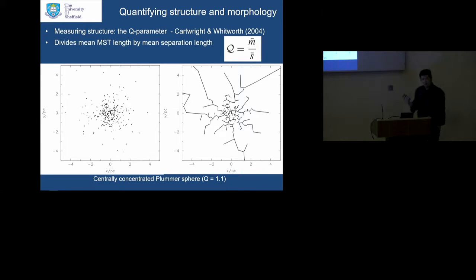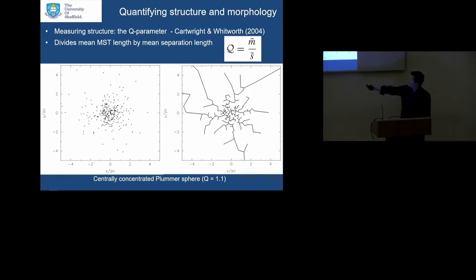What we want to do, though, is instead of just looking at the animation, we want to try and quantify this evolution. So the way we do this is a graph theory approach. So we use minimum spanning trees. This is the graph that connects all the points in a distribution via the shortest possible path length with no closed loops. And we take the average of these minimum spanning tree lengths and then divide it by the average separation length between the stars. So it's a slightly different measurement. But when you take that ratio, you get what we call the Q parameter.